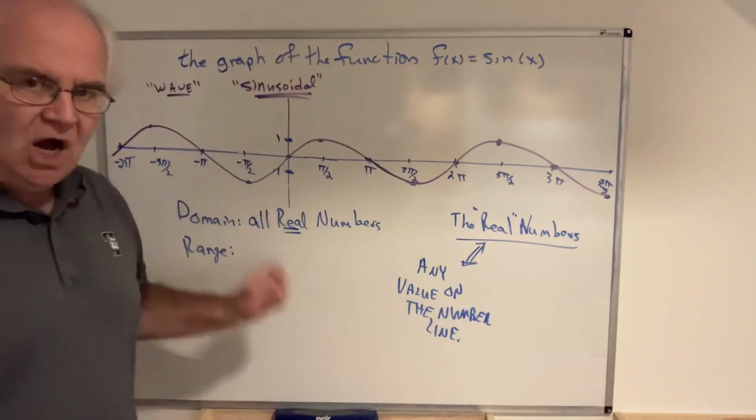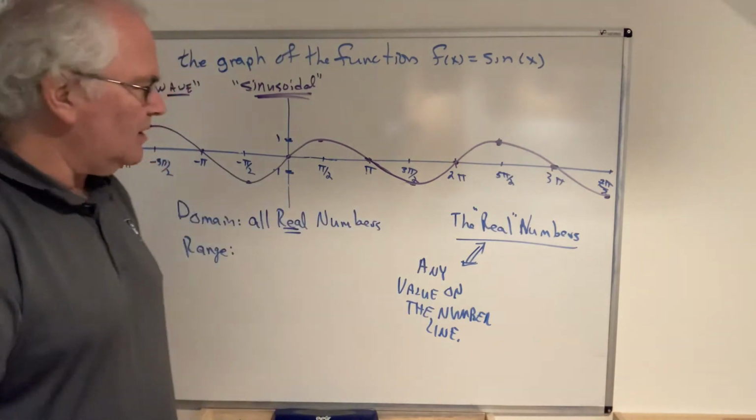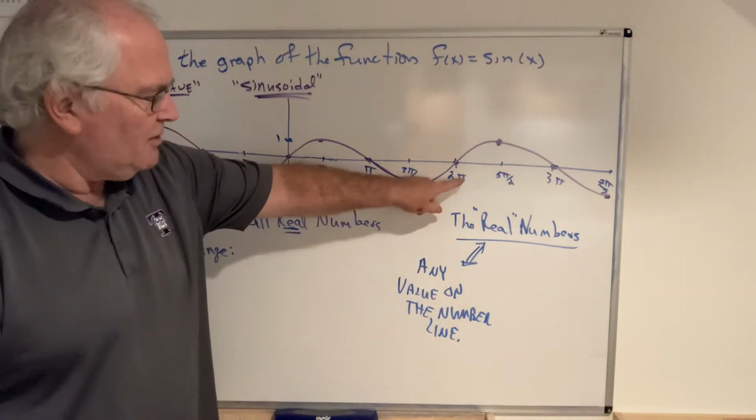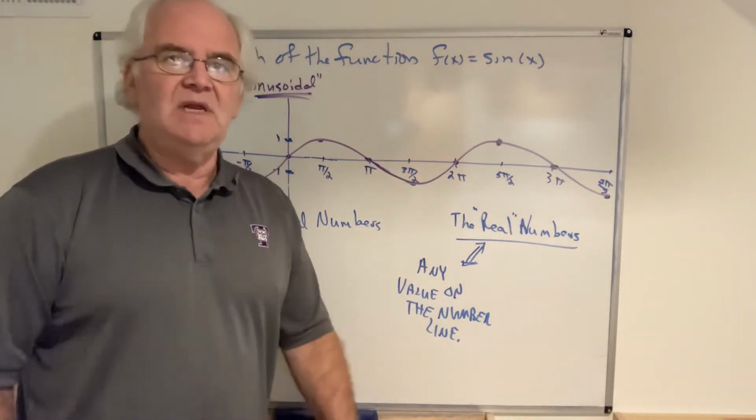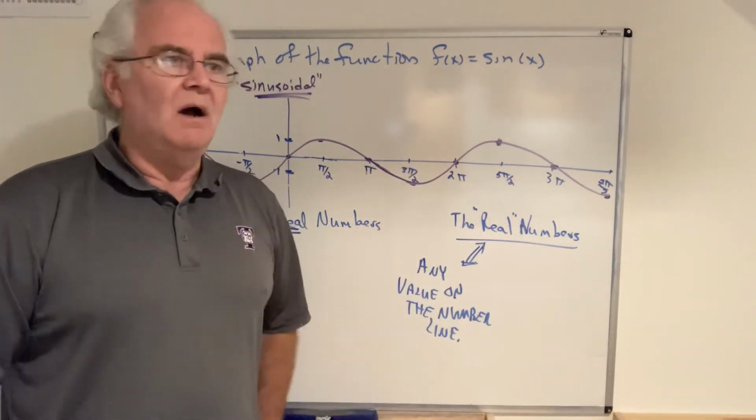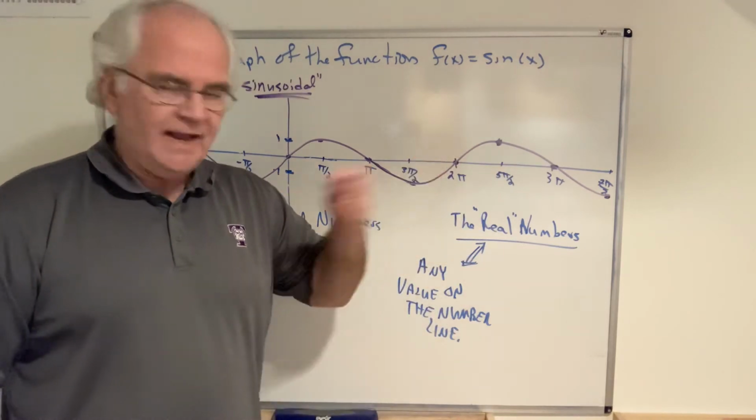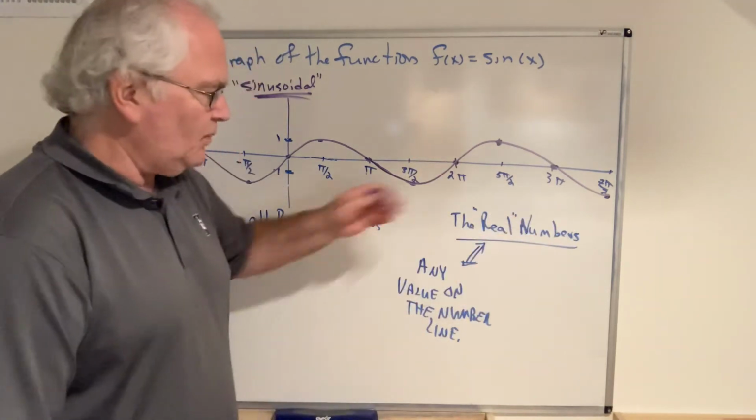Any value that is on the number line is a real number. So 2 pi is a real number because it's on the number line. -7 is on the number line. 15.3 is on the number line. 1/4 is on the number line. Anything that's on the number line is a real number.